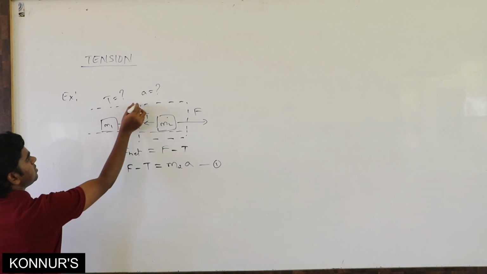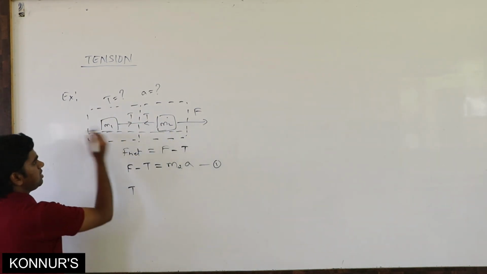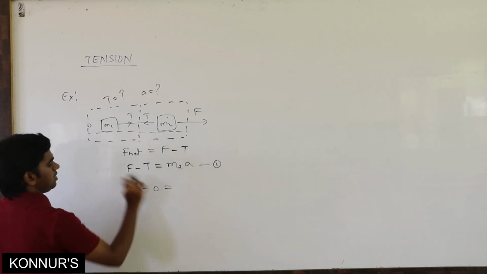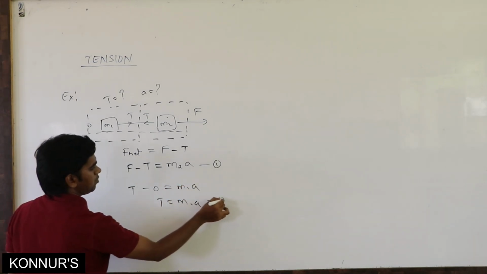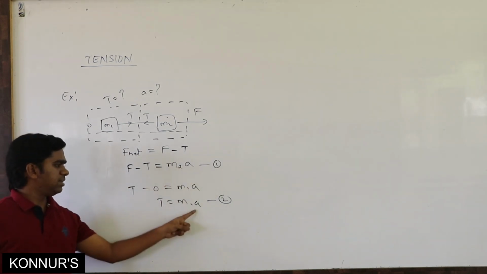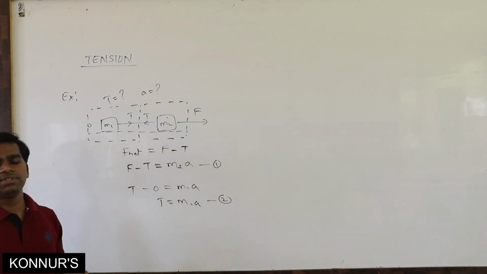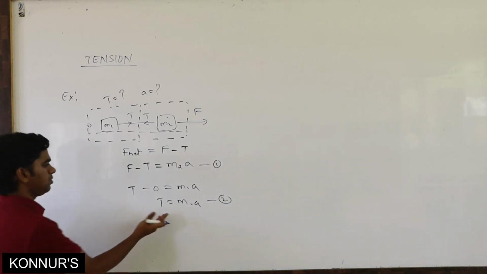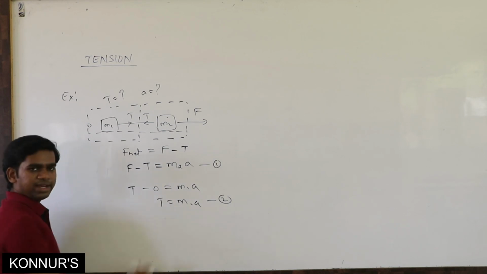Similarly, if you take this as a system, what is the forward force? T. What is the backward force? Nothing is acting, so 0. So T equals m1a. You got the second equation. You have two unknowns, T is unknown, a is unknown, and two equations. According to mathematics, if the number of equations equals the number of unknowns, you can get those unknowns. If you substitute T equals m1a here, you will get a. Then afterwards you can get T.